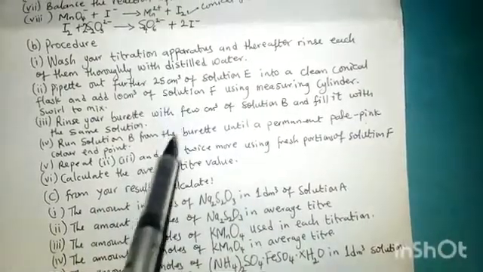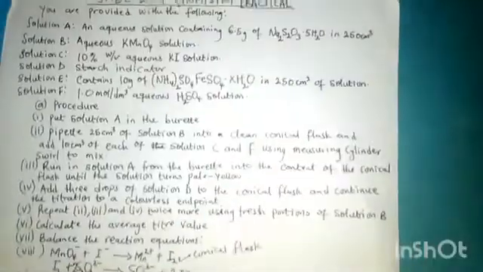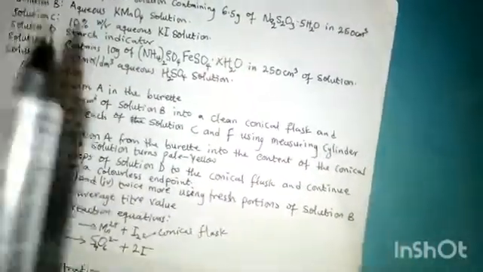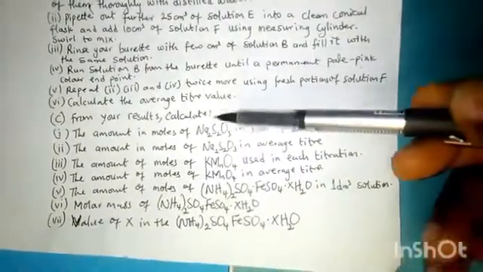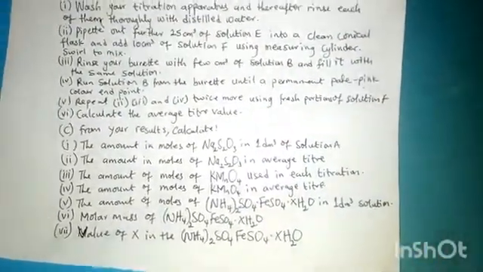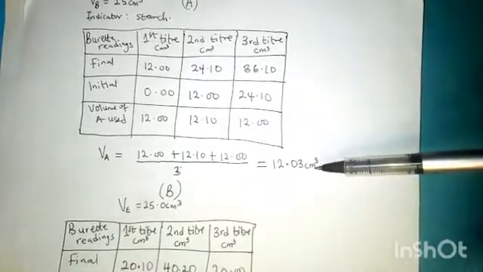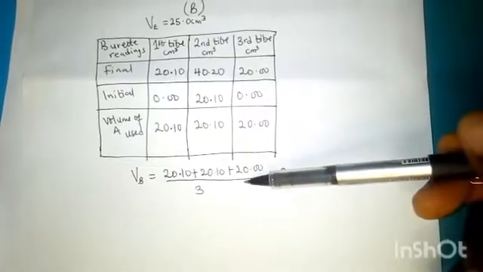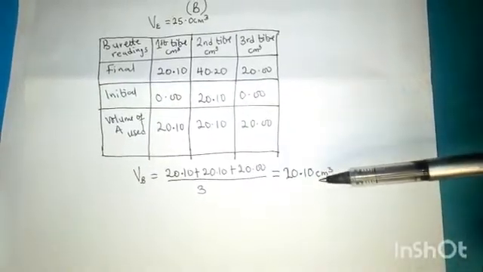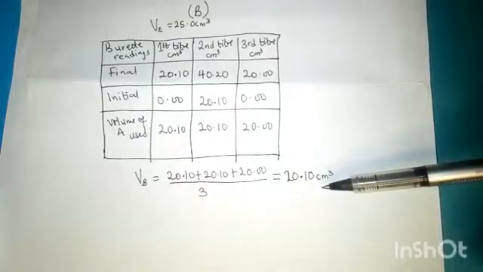So whatever result we get from all these, with our equations and the information provided here, is what we are going to use to solve the questions that come after it. Let me show you my table first and my average titer so we know what to do. This is the table for procedure A, and my average titer is 12.03, and this is the table for procedure B, and the average titer is 20.10. Now let's go over to the calculation.